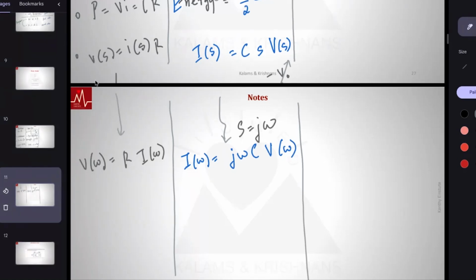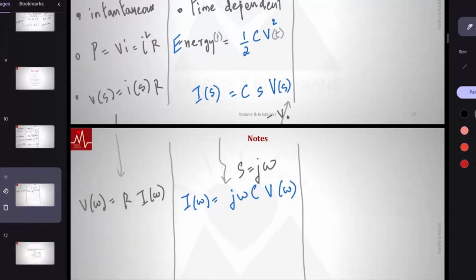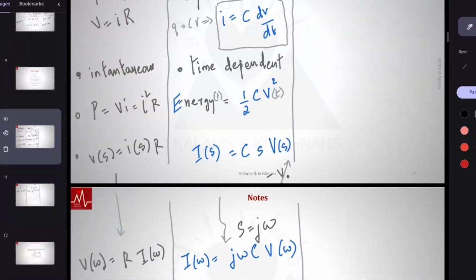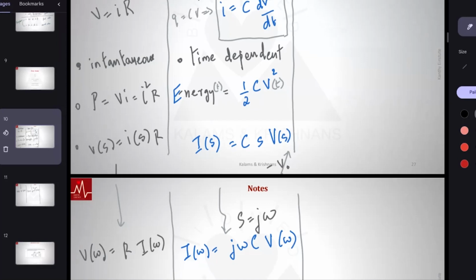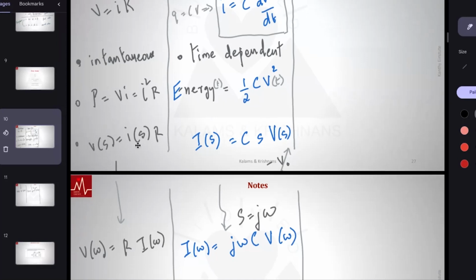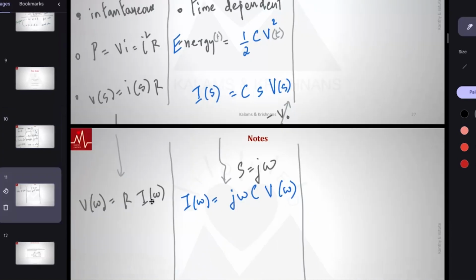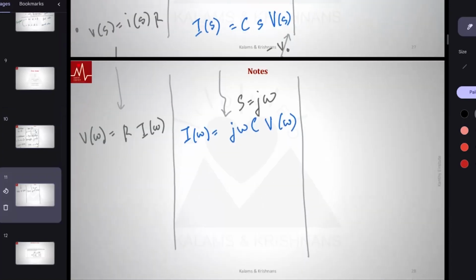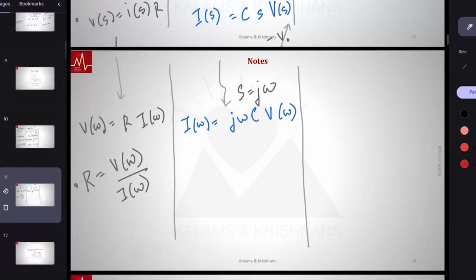Just that, this will be functions of s only if V and I are functions of time by definition in the Laplace transform. V and I are not functions of time here, so V of s and I of s essentially are constants. V of omega and I of omega are essentially also constants. But the definition of impedance is this: R equals V of omega by I of omega. This is what we refer to as the impedance, the ratio of voltage as a function of frequency to current as a function of frequency.